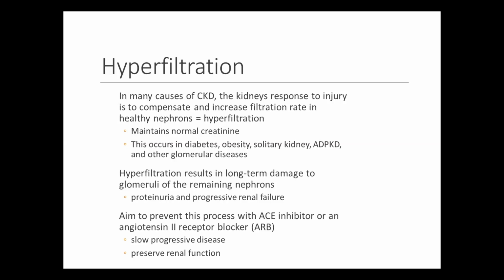But over time, the hyperfiltration also results in long-term damage to the glomeruli in the remaining nephrons, and this results in proteinuria and progressive renal failure. So that's why we aim to prevent this process with ACE inhibition or ARBs, and we've shown that this can slow the progression of chronic kidney disease and also preserve kidney function.